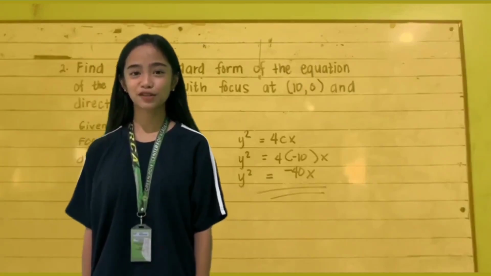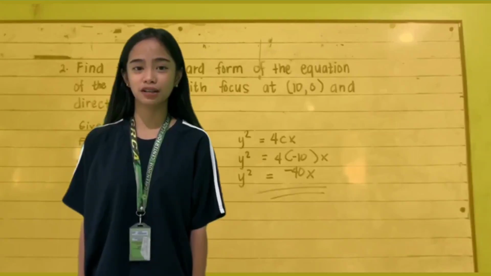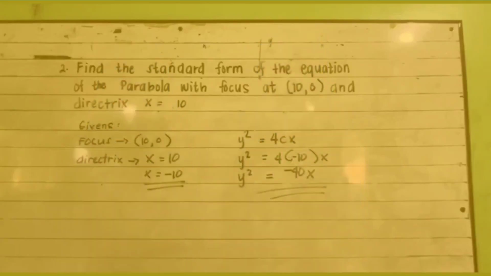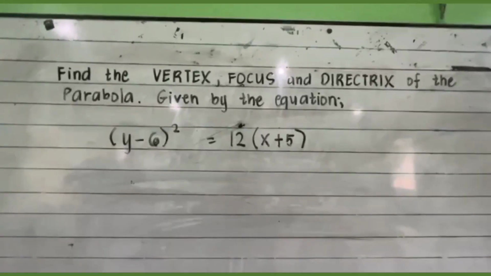Now that we know how to find its standard form when it's centered at the origin, for the next example, we're going to find the vertex, focus, and the directrix. Find the vertex, focus, and directrix of the parabola given by the equation (y minus 6) squared equals 12 times (x plus 5).